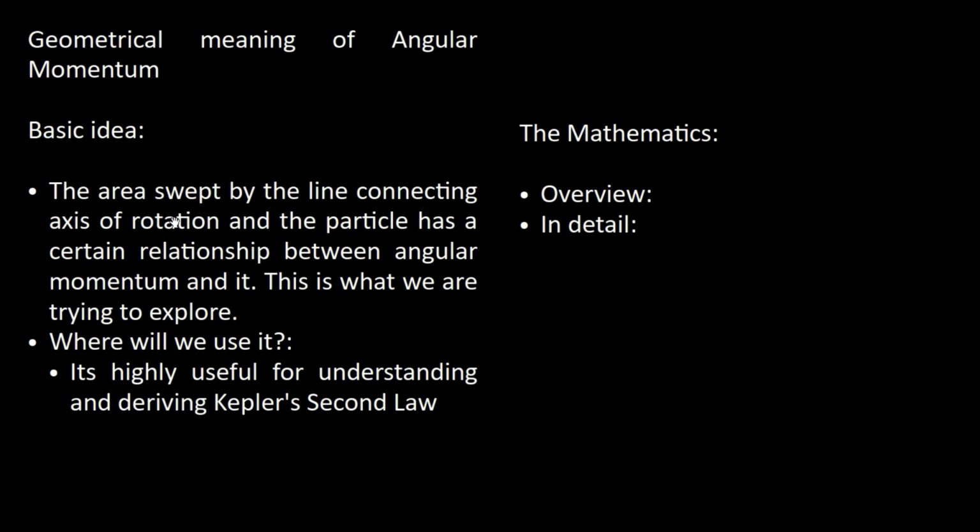So what exactly are we doing here? See, the area set by the line connecting the axis of rotation and the particle. Let me show this. The discussion should start with what exactly we are talking about. So we have our x, y, and z axis, and we have a particle at a point. And from the origin to that point, we have r, vector r, connecting them.